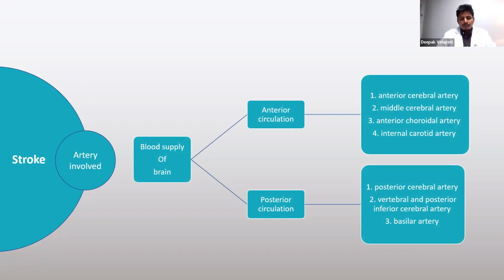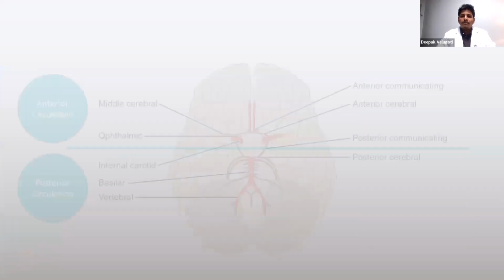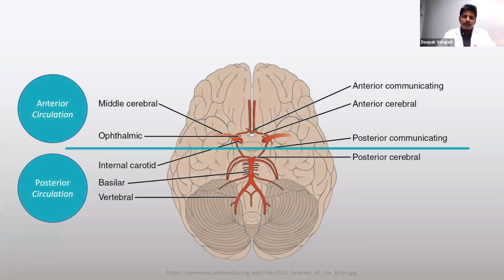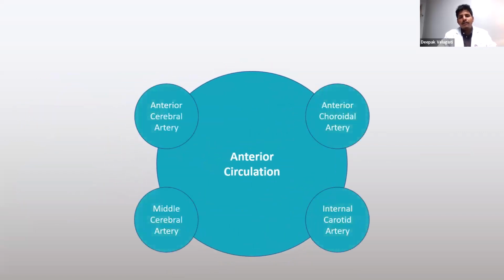In the anterior circulation, we find the anterior cerebral artery, middle cerebral artery, anterior choroidal artery, and the internal carotid artery. In the posterior circulation, the vertebral arteries, basilar artery, and the posterior cerebral arteries are involved. Coming to the anterior circulation, these are the four major arteries that are involved in stroke. We'll discuss them one by one.